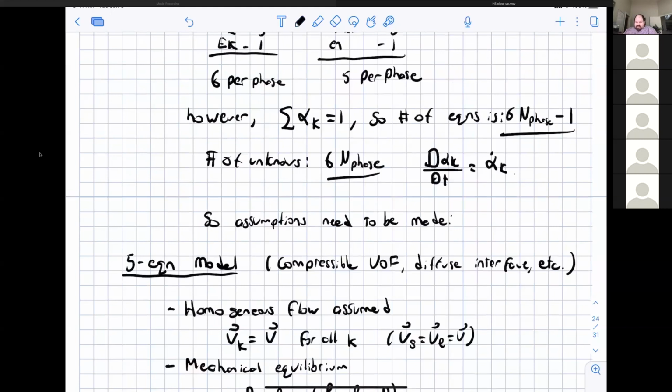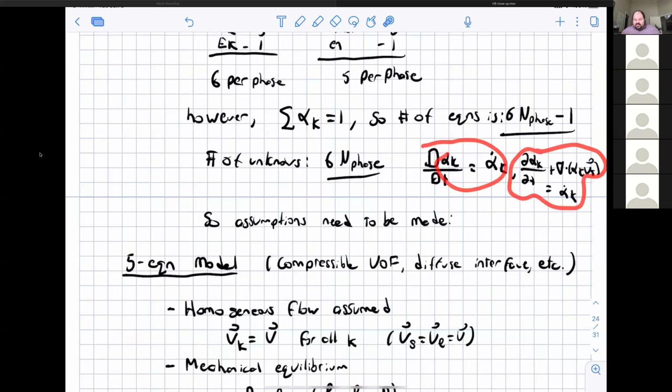Or they solve partial alpha k partial t plus the divergence of alpha k vk, and that is equal to some change of volume due to chemical reactions. Typically it is either this or this that is used, and this looks like a very subtle distinction between the two, but they have massive implications for the nature of your flow.